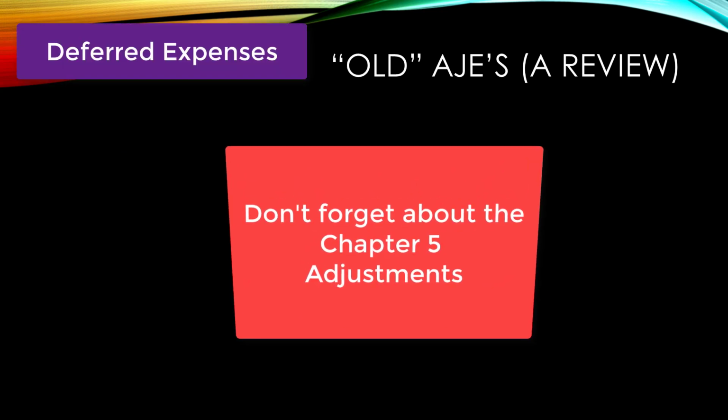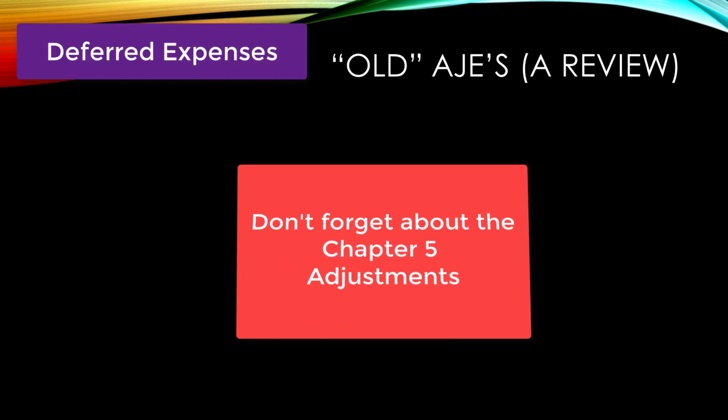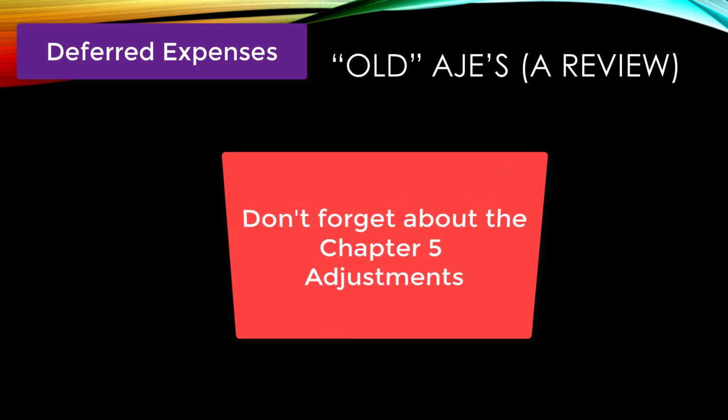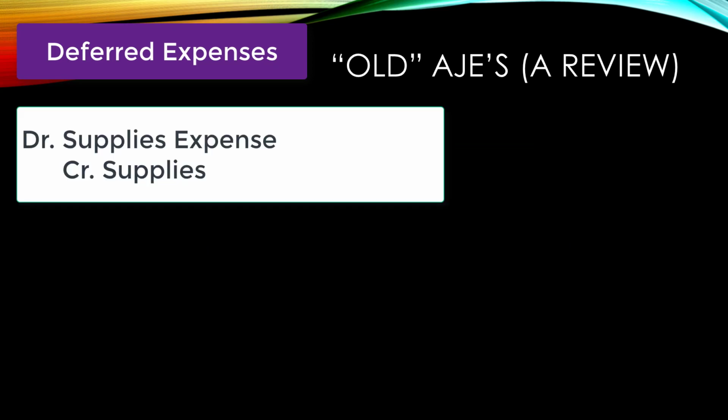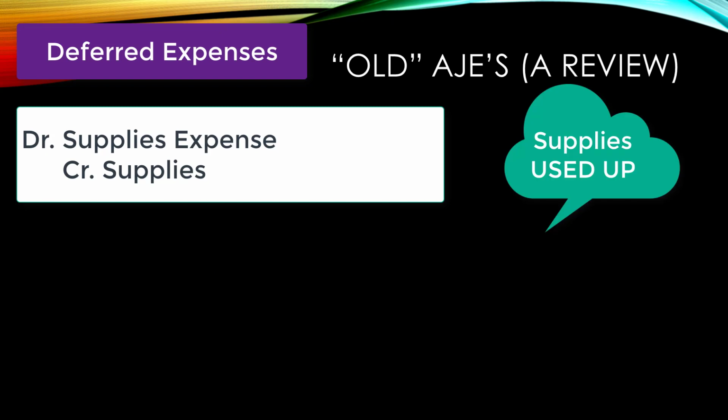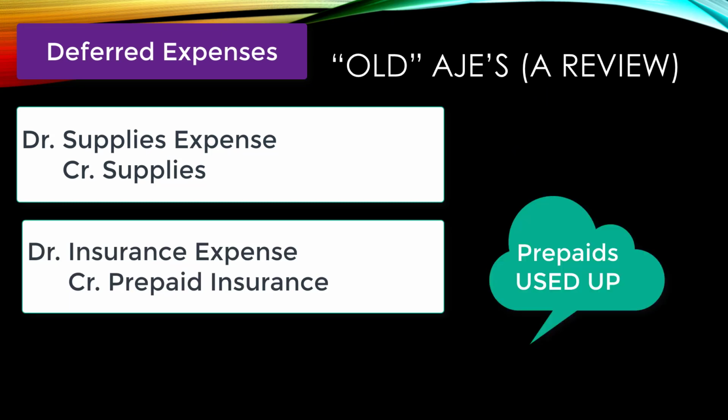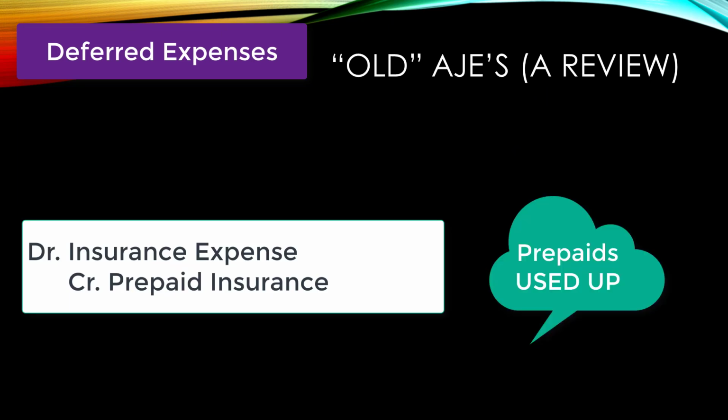Before we go any further, let's not forget that we have learned about 3 types of adjusting journal entries in a previous chapter. All 3 of these were deferred expenses. The first one you see was the adjustment to record supplies used up. Sometimes we had to compute the adjustment, and sometimes the amount was given to us. Secondly, you'll see the example of a prepaid account being adjusted. In this case, it was prepaid insurance, but it works the same for other types of prepaids as well.